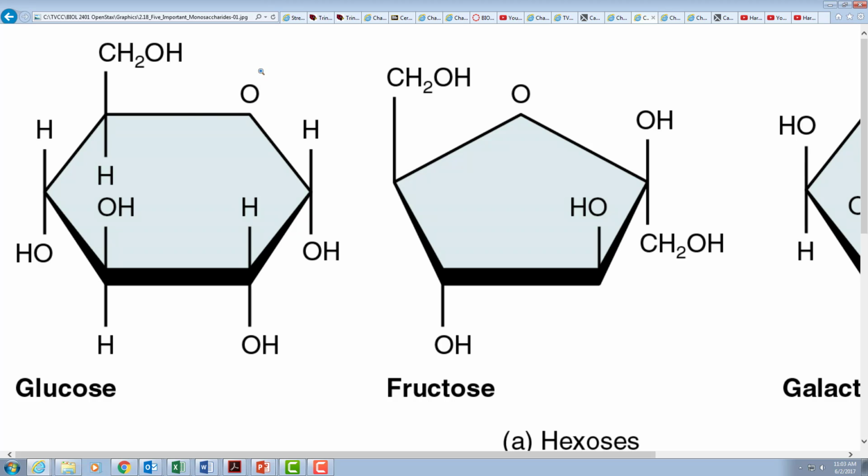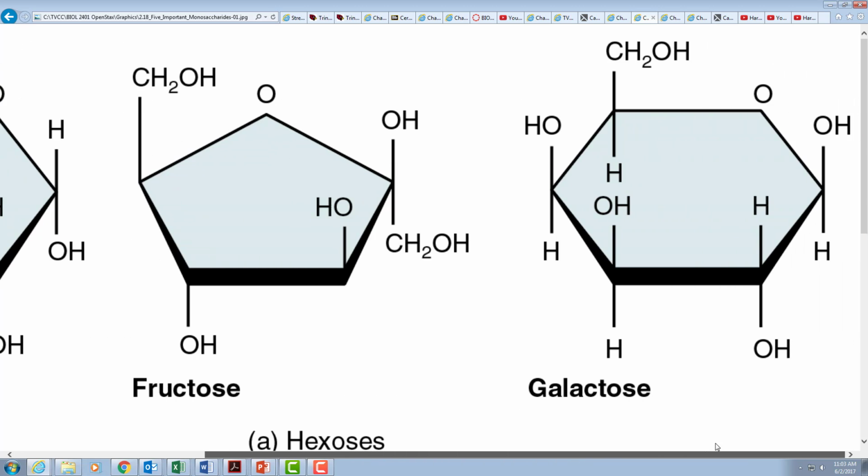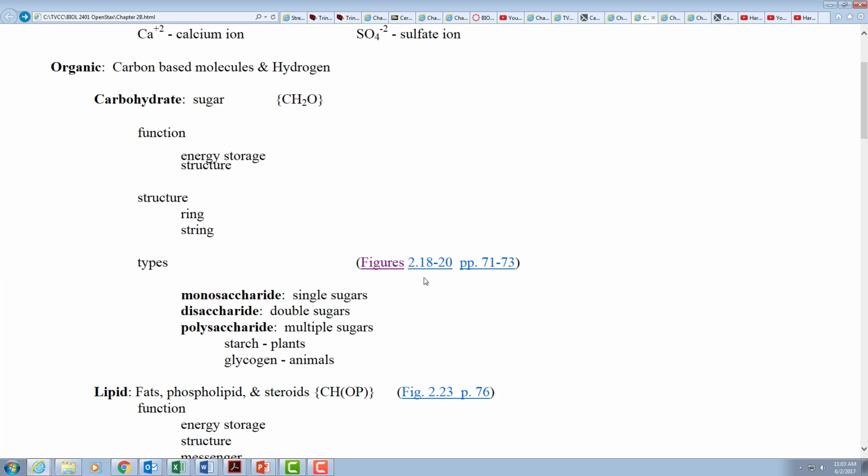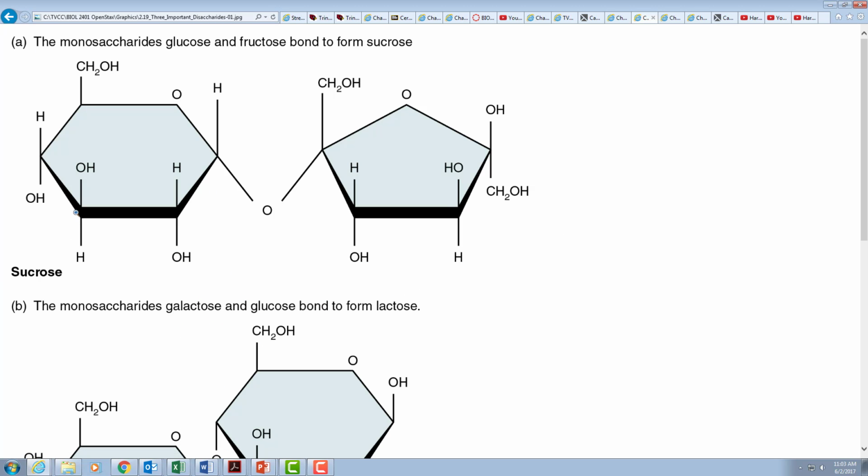It can also form a string structure if this oxygen bond up here breaks. Okay, this one breaks right here, and it'll become a string, and it just goes back and forth between the two. And monosaccharides, simple sugars, single sugars. Of course, here's the typical glucose, and here we see fructose, and here we see galactose. In disaccharides, double sugars, here we have sucrose, which is two glucoses linked together.